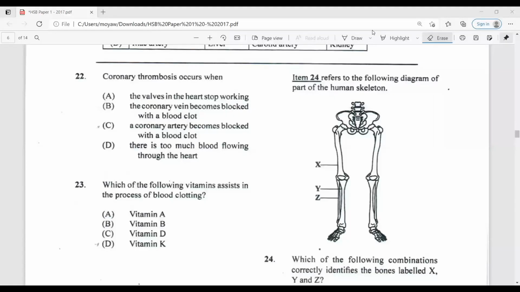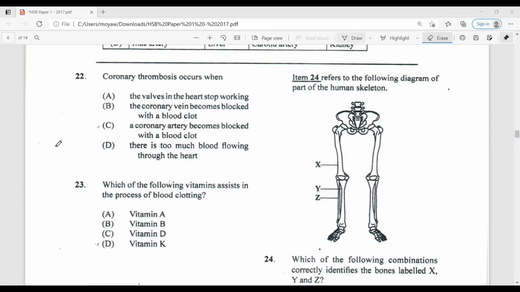Question 22. Coronary thrombosis occurs when, so we have A, the valves in the heart stop working, B, the coronary vein becomes blocked with a blood clot, C, a coronary artery becomes blocked with a blood clot, D, there is too much blood flowing through the heart. So the best option here would have been C, a coronary artery becomes blocked with a blood clot.